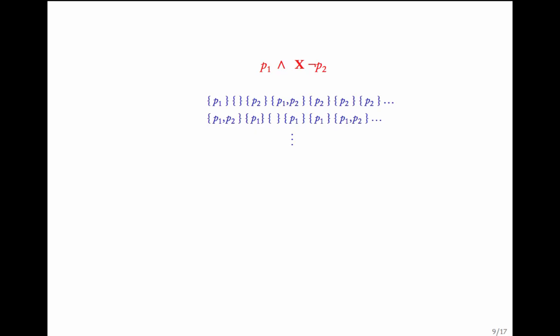Let's look at P1 and X of not P2. That means words in which in the first letter P1 has to be true, and in the second letter not P2 has to be true. Look at this word. Here in the first letter P1 is true, and in the next letter P2 is not present. Here in the first letter P1 is true, and in the next letter P2 is not present. That is, not P2 is true. So here X of not P2 is true.